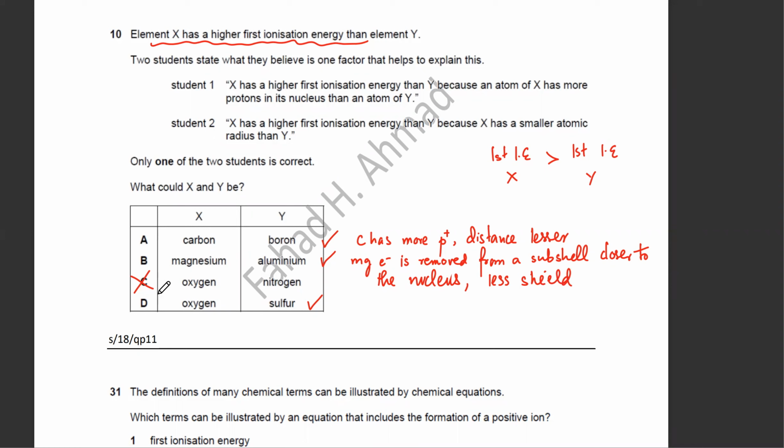So we can ignore C, because even the very first information did not match with C. Let's look at D. What's wrong with oxygen and sulfur? That was down the group. So what happened down the group? That wasn't across the period. That was down the group. So what happens down the group? Oxygen has a smaller atomic radius.